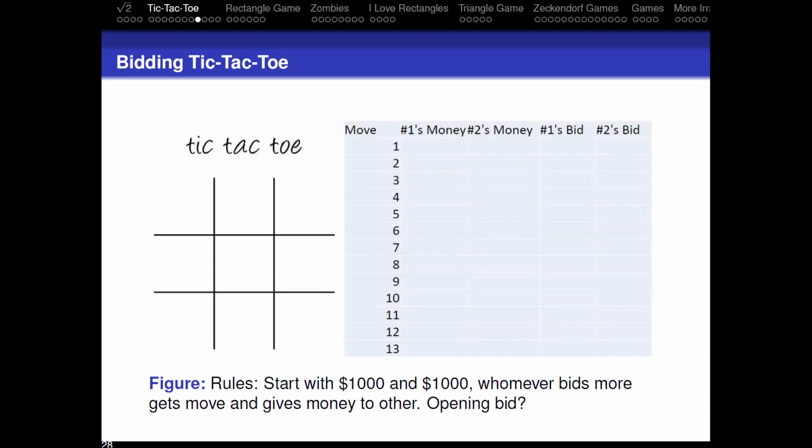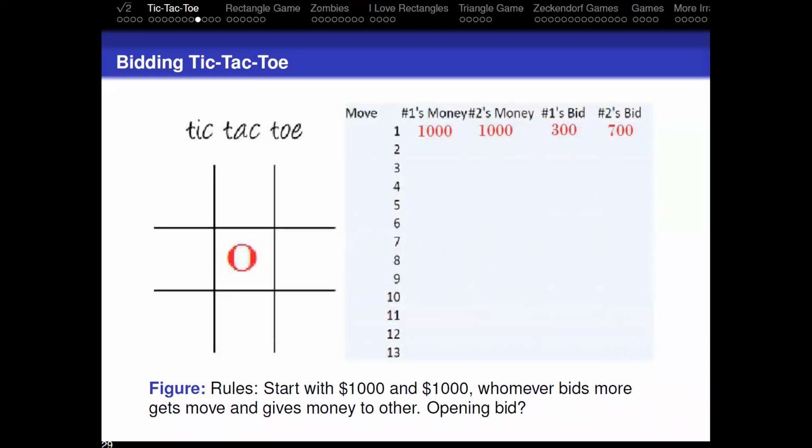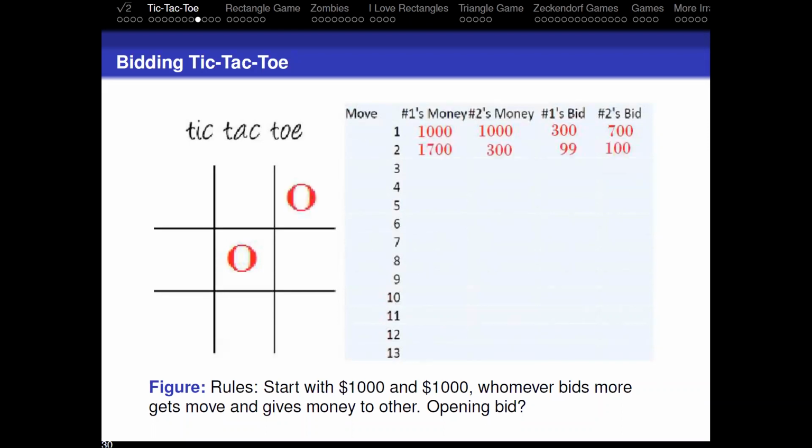Okay? So what it says over here is, imagine that player 1 bid $300 and player 2 bid $700. So player 2 bid more, so player 2 wins the bid. So they put an O over there. Okay? How much money do they have now? Player 1 has 1,700. Correct. And then player 2 has 300.